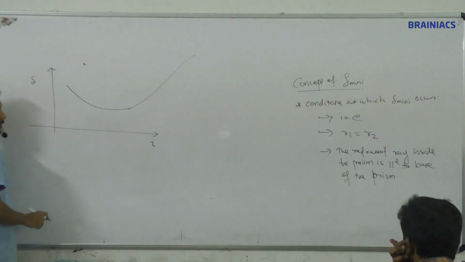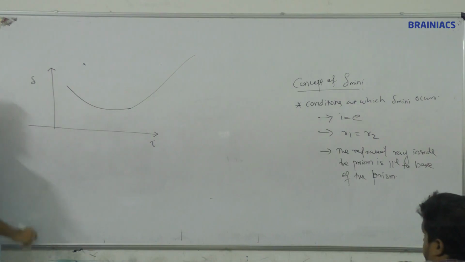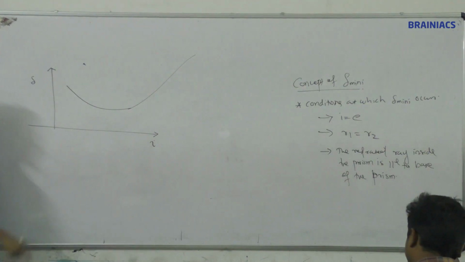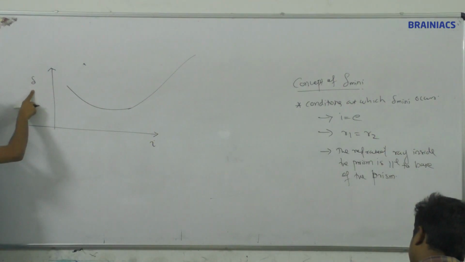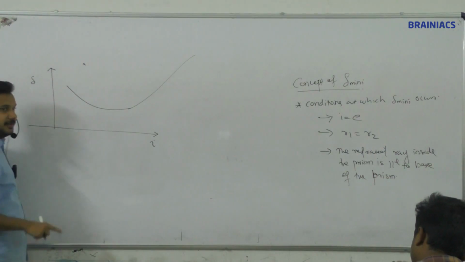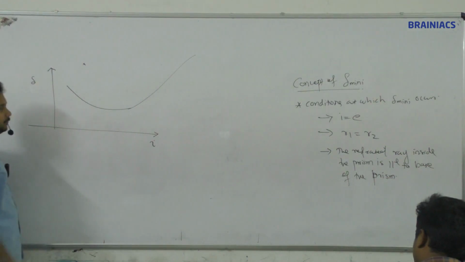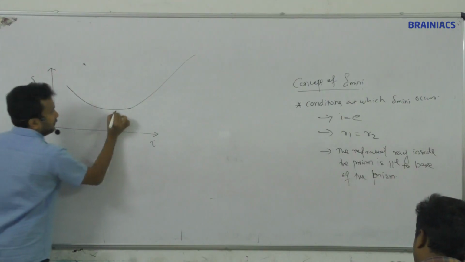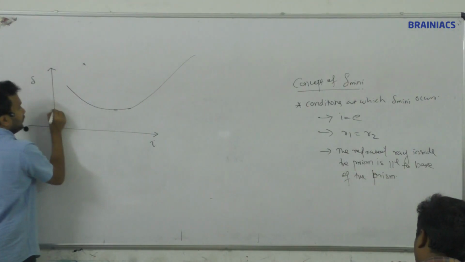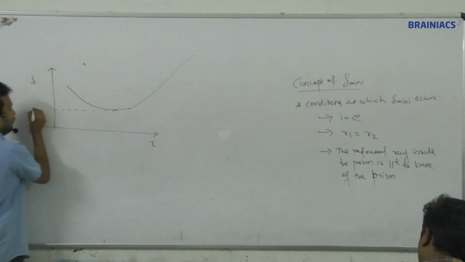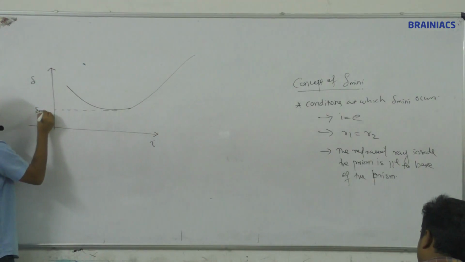Delta we are plotting. In the lab, when we do the prism experiment, we are changing the angle of incidence and we can measure the deviations. So if you do that for any prism, you will get a value. Minimum deviation means delta falls to the lowest value. This lowest value is called delta minimum.